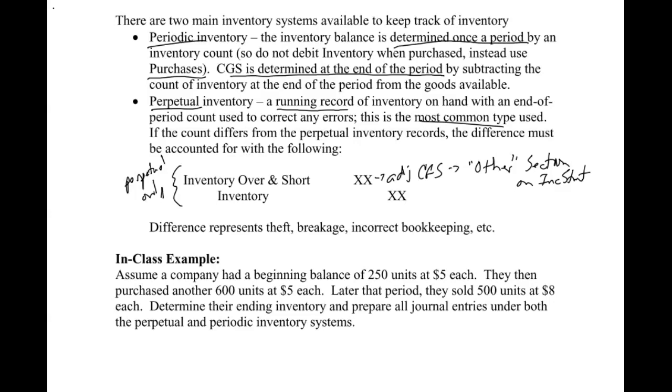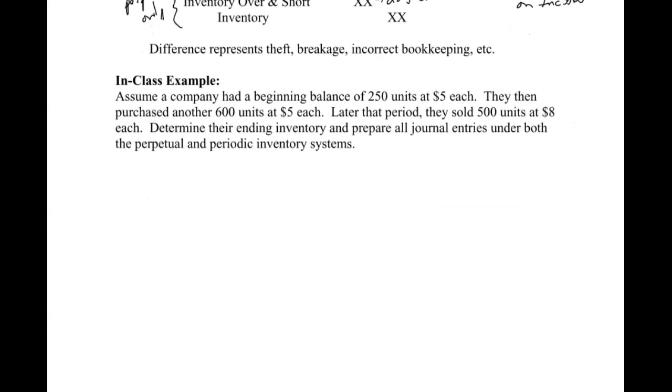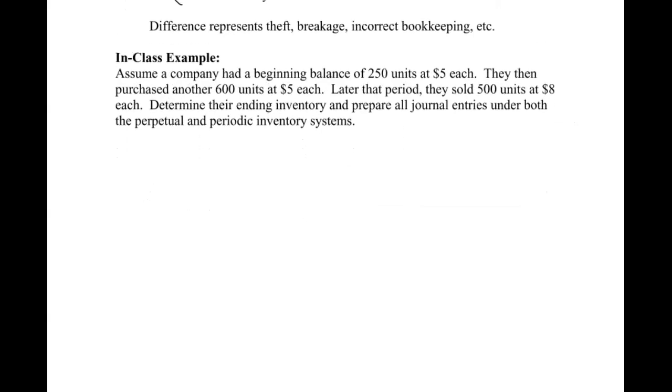All right, so let's look at an example where we can do them side by side. I like doing things side by side when you get the chance because it makes it easier to compare. We've got this example here. A company had a beginning balance of 250 units at $5 each. That's my beginning inventory.